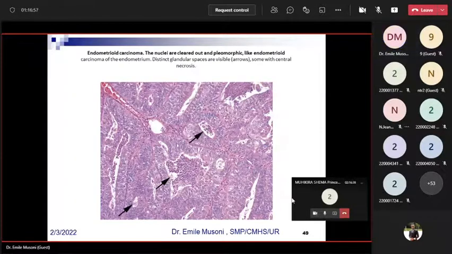This one is the necrosis, with inflammatory cells inside. This one is the fibrovascular core, and this one is the tumor.